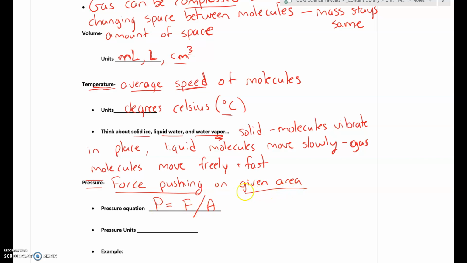Just like density was mass divided by volume, we have pressure as force divided by area. So if we spread out the space that we're pushing on, making that area bigger, pressure would go down. If we make the force go down, pressure would go down. If we make the force go up, pressure would go up. So that relationship between how force relates to pressure and how area relates to pressure is similar to what we saw with density and mass and volume.